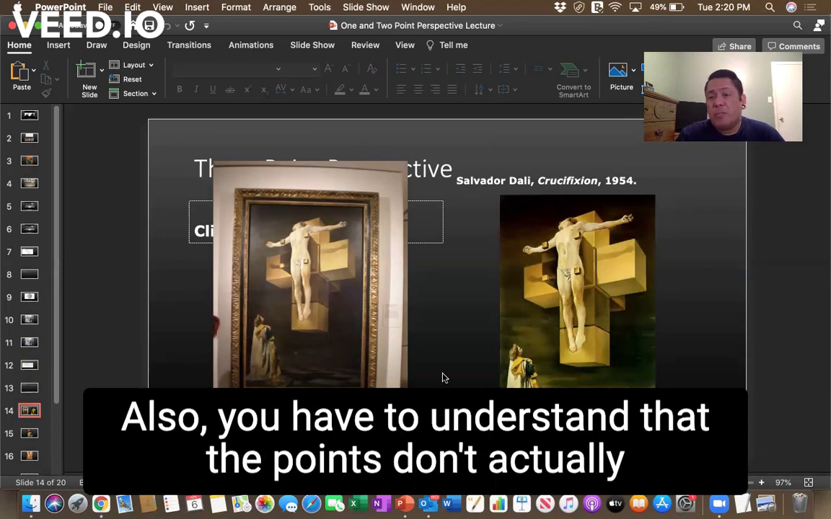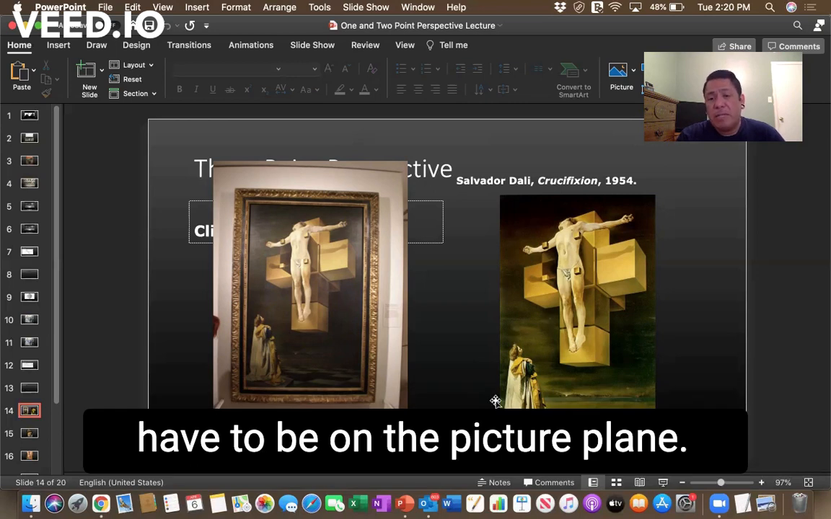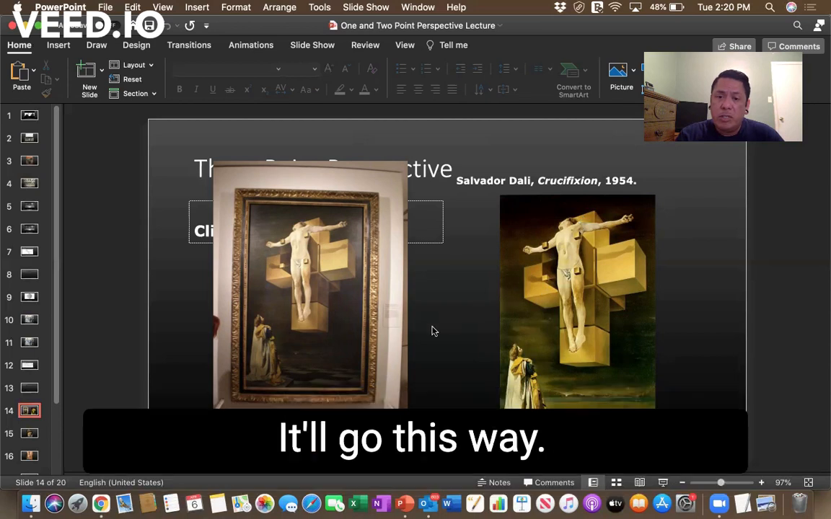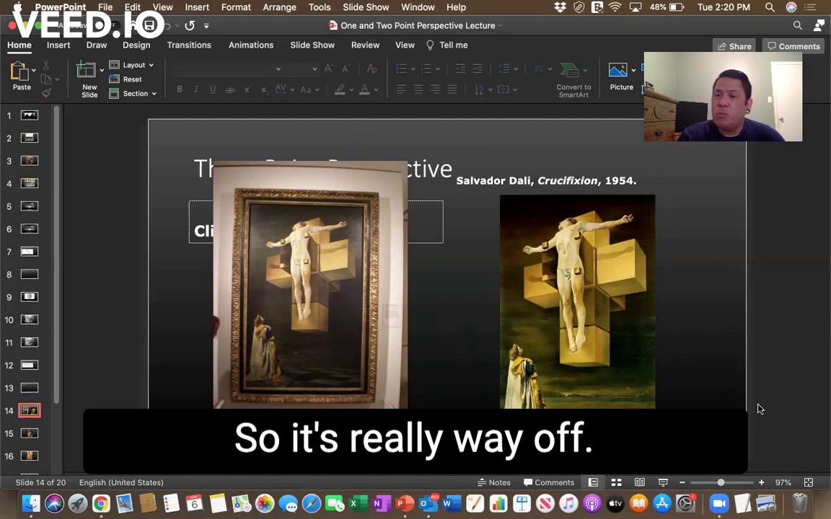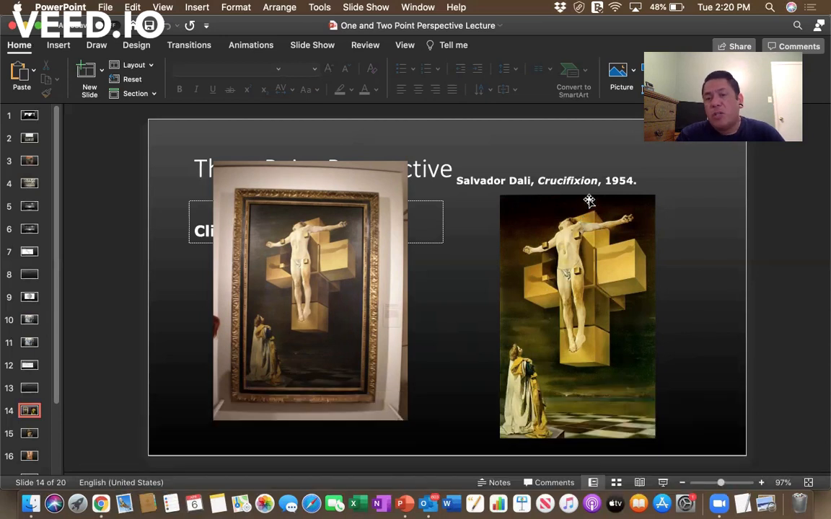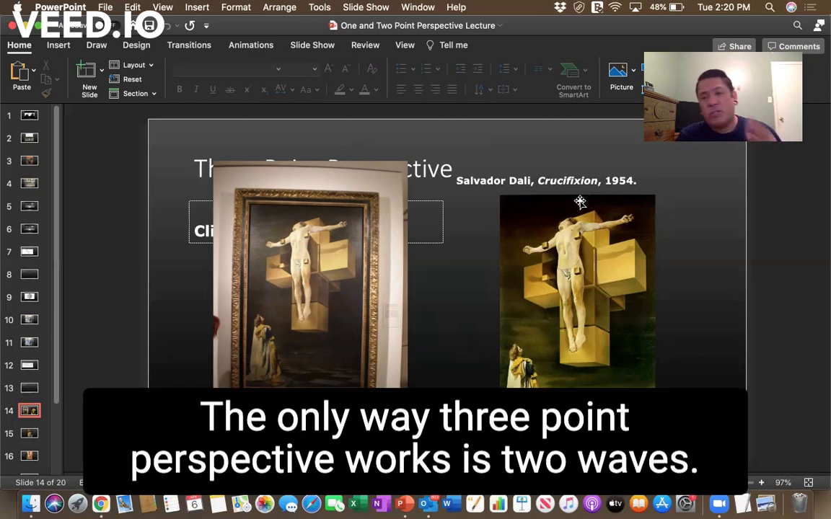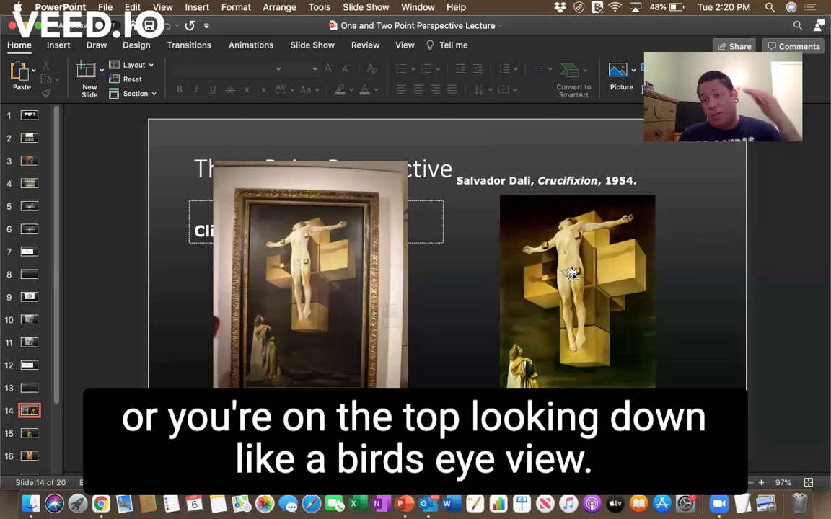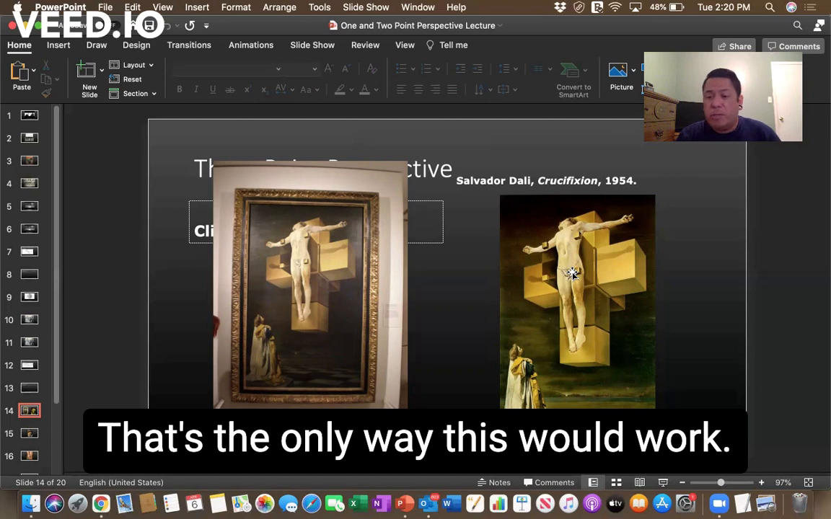Also, you have to understand that the points don't actually have to be on the picture plane. They can go off the picture plane, because if you look at it over here, it'll go this way. Look at this, it'll go that way. So it's really way off. But it's 2 points on the horizon line and then 1 point on top. The only way 3 point perspective works is two ways. Either you're at the bottom looking up, like the example here, or you're on the top looking down, like a bird's eye view. That's the only way this would work.